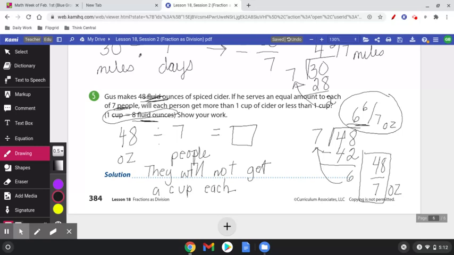But technically, I could say each person is getting 48/7 because 48 divided by 7 can be written this way. But then when it goes to ask you, is that more or less than a cup? Well, you got to figure out what that equals. And that equals 6 wholes and 6/7.